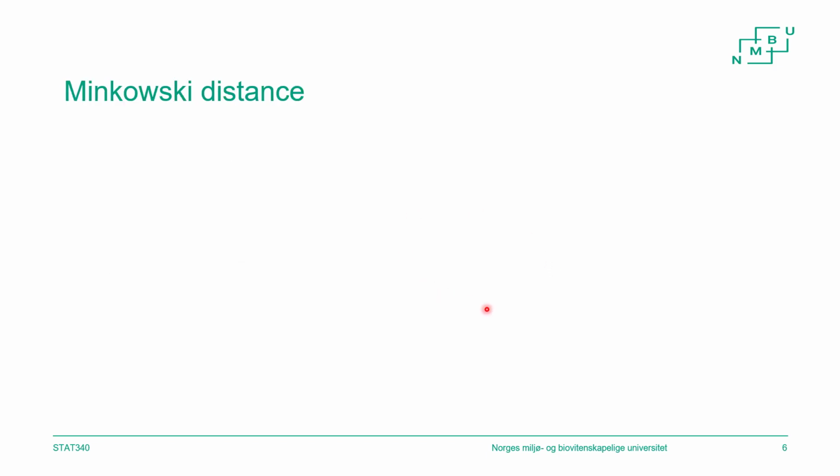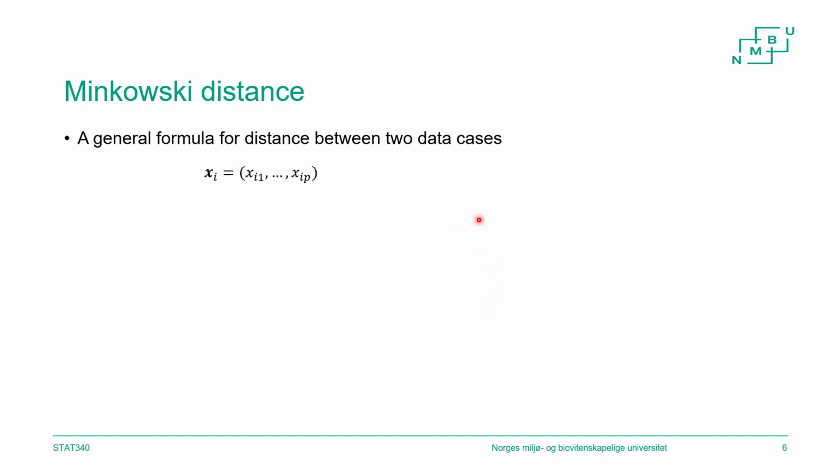Minkowski distance. What is this? This is a general formula for distances between 2 data cases, and it looks something like this. So here we have the first data case. Here we have the second one. I just call them xi, xj. And notice both have, of course, p coordinates, right? They are 2 rows in the same table. And then the general Minkowski distance formula looks like this. So this is just an expression for the distance between these 2 rows.